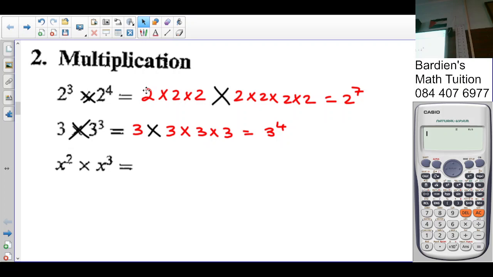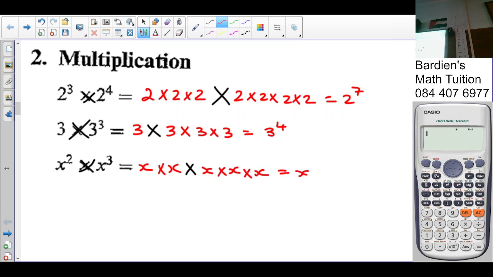Alright, so what would this be? x times x times x times x times x, which is? So what if I had now said, what is x to the 20 multiplied by x to the 50? Are we going to now write that 20 times? Multiply, she says 7. Why?